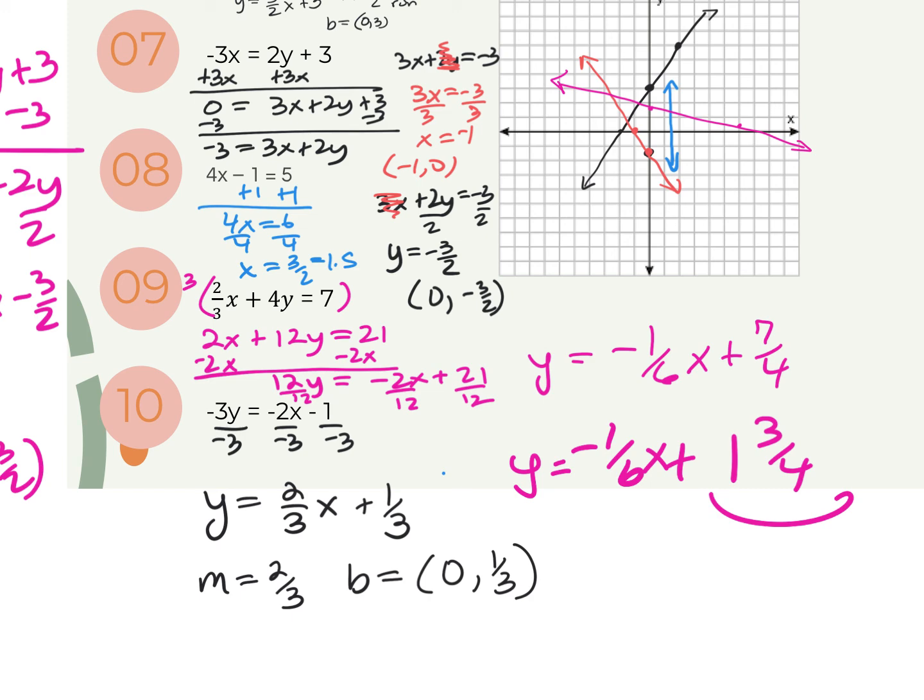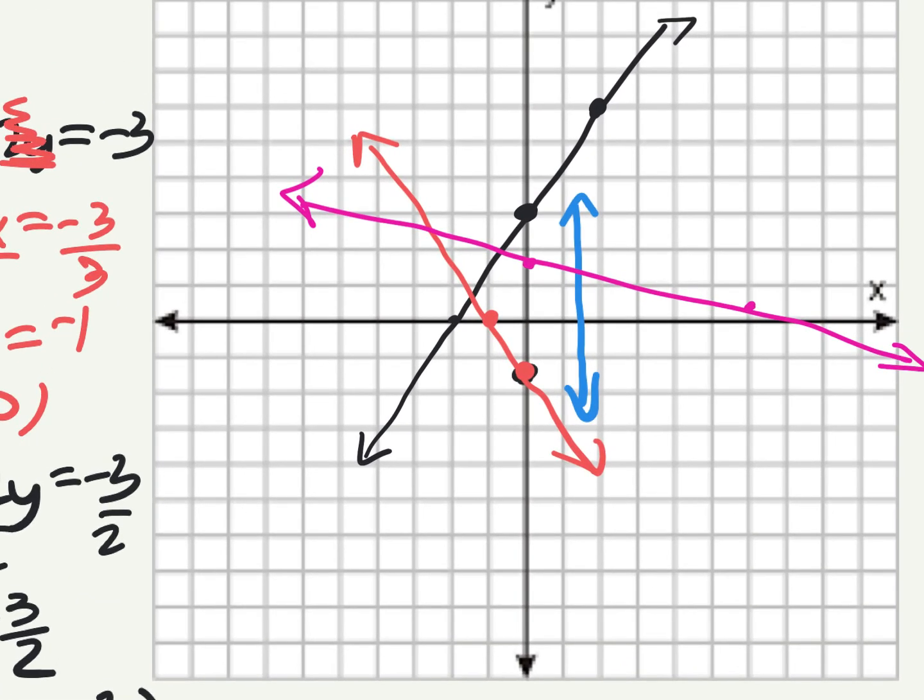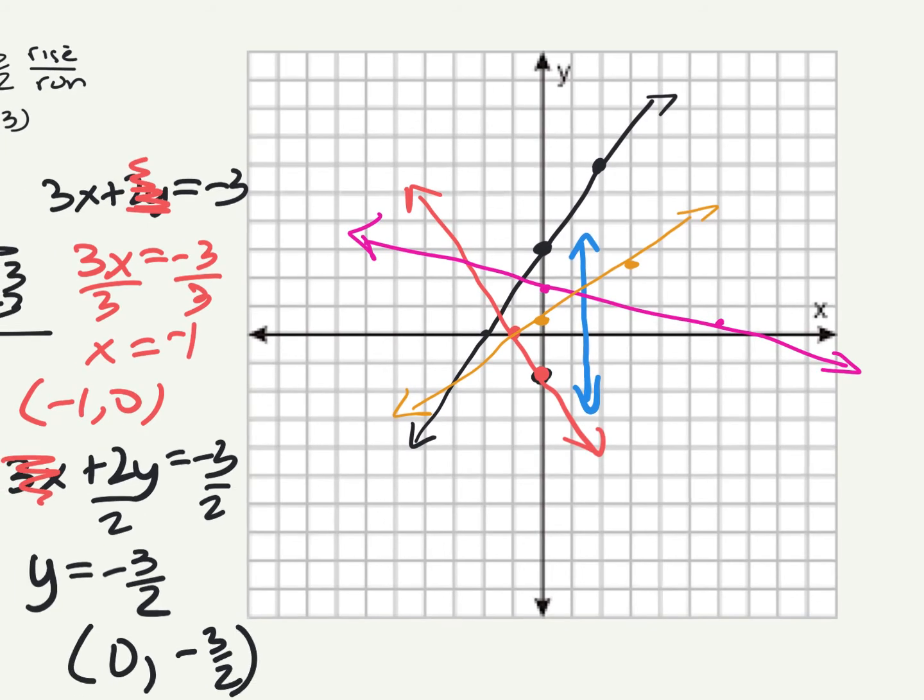All right, so I'm going to start on 1/3, and then from there I'm going to rise 2, run 3. So on 1/3, so about here, then I'm going to go up 2, and then run to the right 3. And again, because this isn't going by tenths or I don't have fractions on my graph, get it as close as you can. On WebAssign, same thing. All right, so that is graphing.